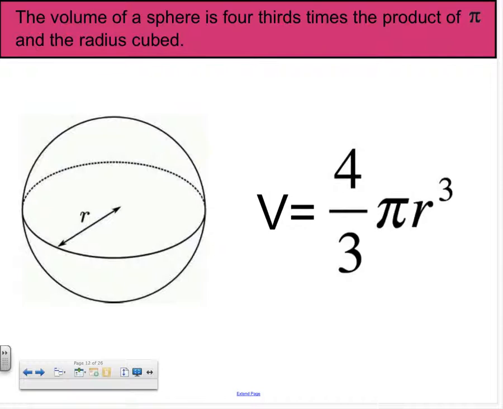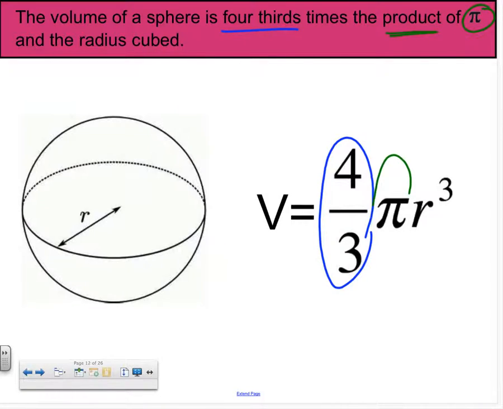So let's go ahead and identify the things that we need. We need 4/3, right? There we have that right here. So 4/3, and then we're multiplying times, okay, so we're good with that. The product, so product means we're doing more multiplying. The product of pi, so here's pi, and there we have pi in our formula. And the radius cubed. So now we need the radius cubed, and that would be right here.